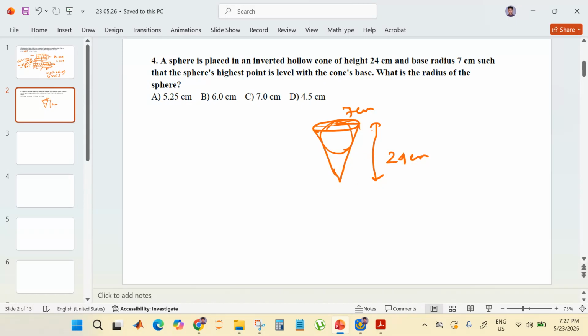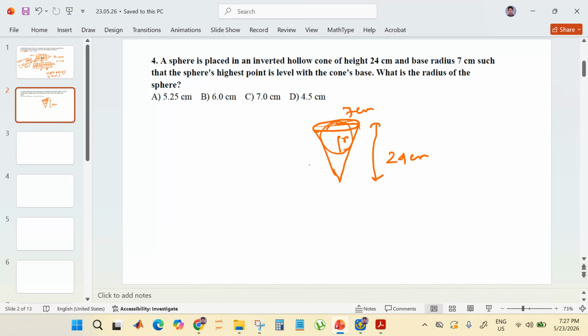So it is 24 centimeter. The distance from the vertex to the center of the sphere is what? It is 24 minus r. So if I consider the radius is r, then it is 24 minus r.